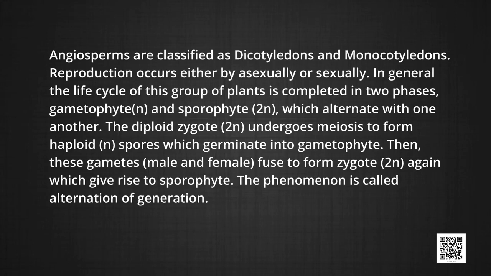In general, the life cycle of this group of plants is completed in two phases: gametophytic, that is the haploid phase, and sporophytic, that is the diploid phase, meaning 2N, which alternate with one another. The diploid zygote 2N undergoes meiosis to form haploid N spores which germinate into gametophyte. Then, these male and female gametes fuse to form the zygote, a diploid structure, which again gives rise to the sporophyte. The phenomenon is known as alternation of generation.